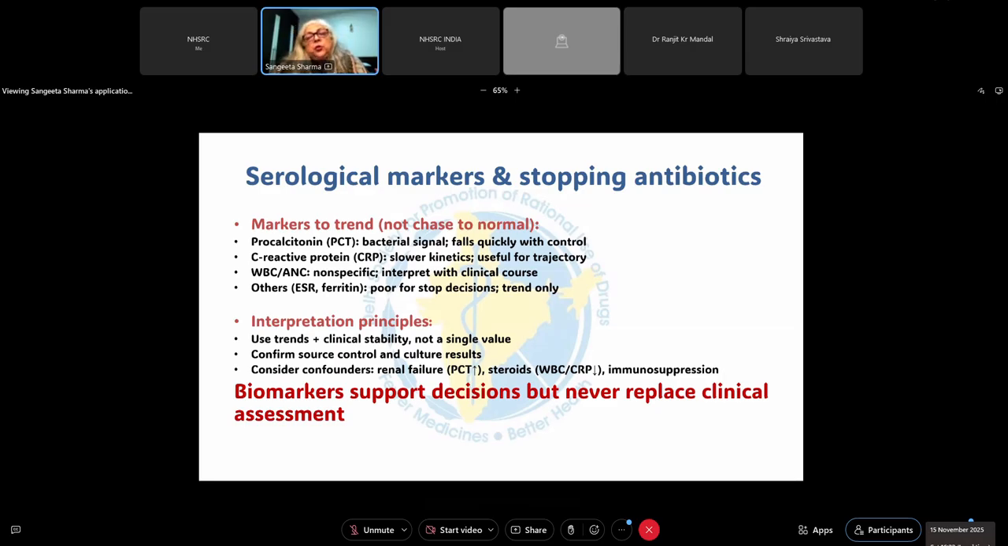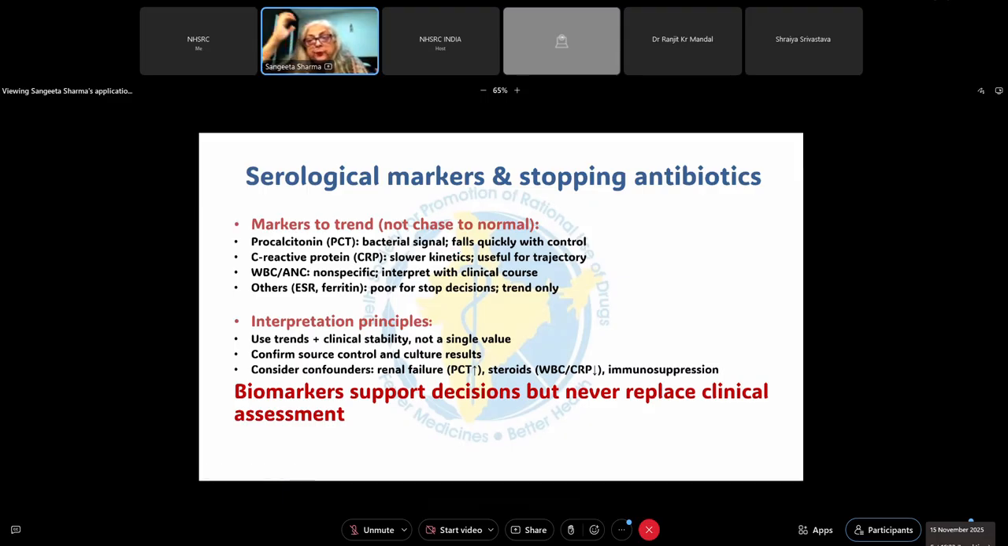You can utilize serological markers for taking these stopping decisions. But I want to say this very upfront: with markers, you have to follow the trends, but don't chase normal. Don't think that we will stop only when they become normal. You have to look at the trend, whether the trend is rising or declining. So there are cutoff points, and there are trends that you need to look at.